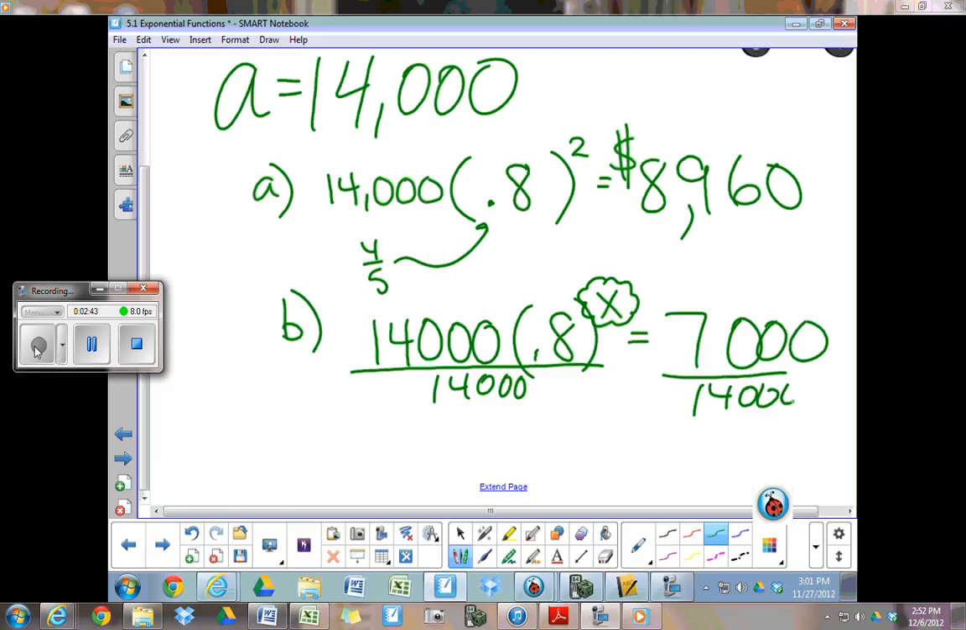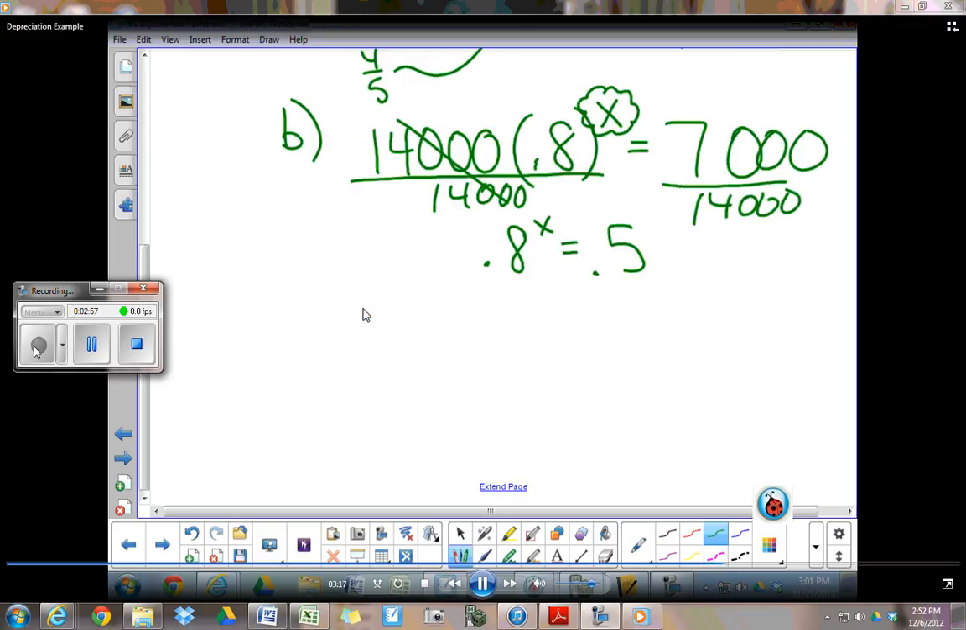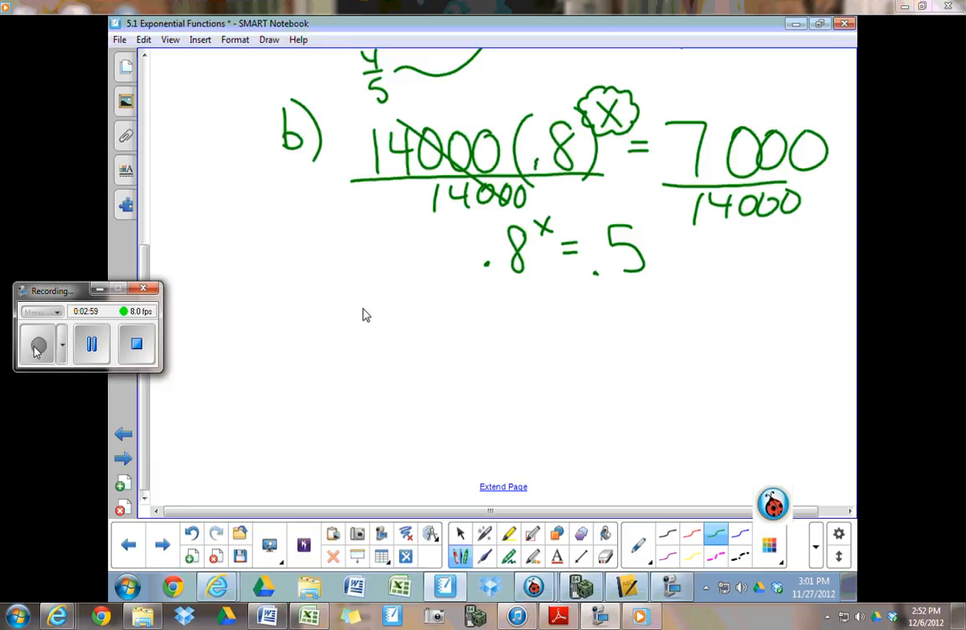The first thing you want to do is divide both sides by 14,000, and that'll get 0.8 to the x by itself. So you want the base and the exponent to be isolated. Anything surrounding it, like something multiplied or added or subtracted, you're going to want to get rid of by doing the opposite or inverse operation. At this point, we have 0.8 to the x equal to 0.5.